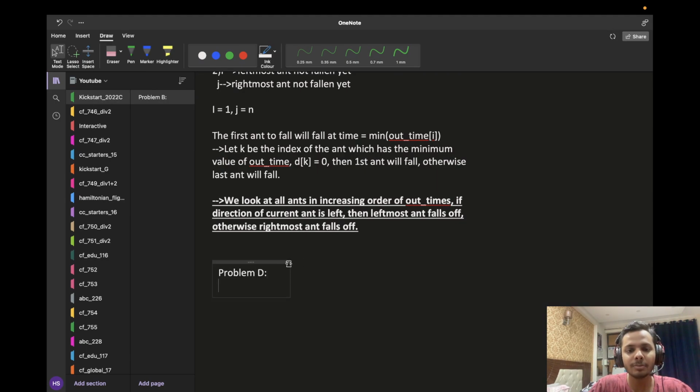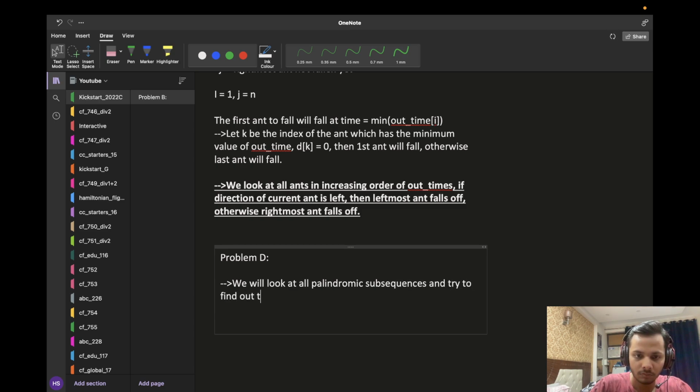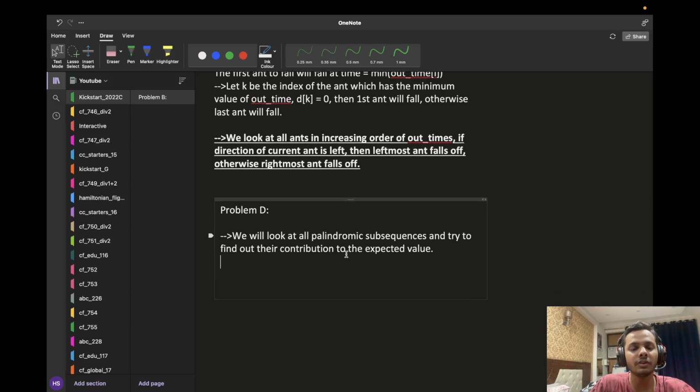So as I said before, this problem is not really that difficult. So we just have to make one observation, and then we can solve this problem. Okay. So what we'll do is, we will look at all palindromic subsequences, and try to find out their contribution to the expected value. And by linearity of expectation, we can say that the total expected value will be equal to the sum of the contribution of each palindromic subsequence.